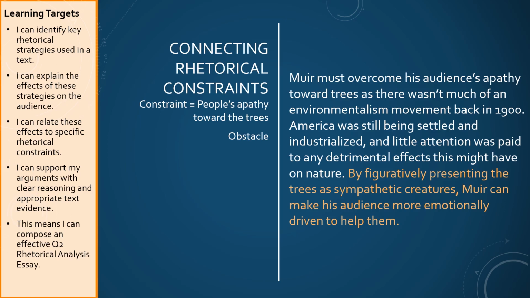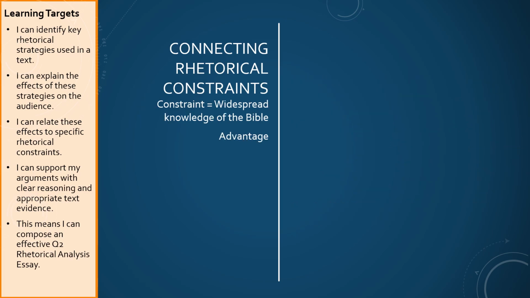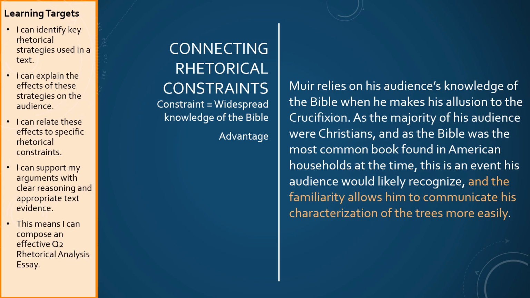So here's that other constraint that we looked at: the rhetorical advantage that his audience holds widespread knowledge of the Bible. And I haven't even added a full sentence this time, just an independent clause. That's sometimes all it takes. Muir relies on his audience's knowledge of the Bible when he makes his allusion to the crucifixion. As the majority of his audience were Christians, and as the Bible was the most common book found in American households at the time, this is an event his audience would likely recognize. And the familiarity allows him to communicate his characterization of the trees more easily. That's it. That's all it takes.